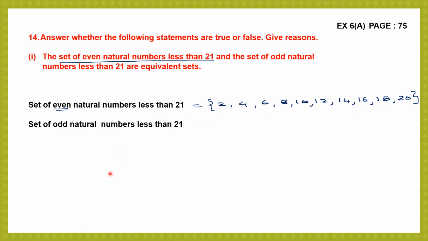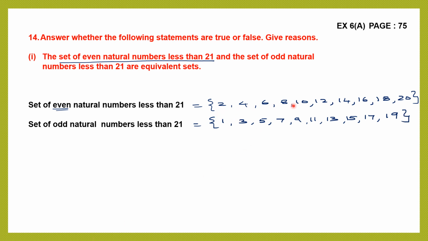Now let's see the set of odd natural numbers less than 21. So let's write that starting with 1. 1, 3, 5, 7, 9, 11, 13, 15, 17 and 19. Less than 21, so we stop at 19. Now we have to count and see.